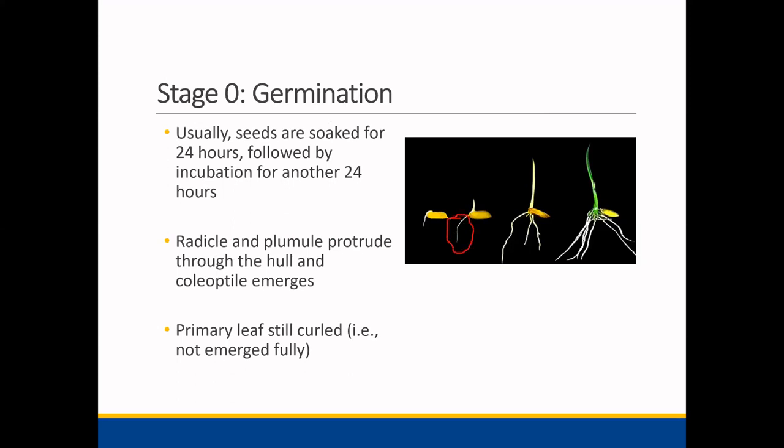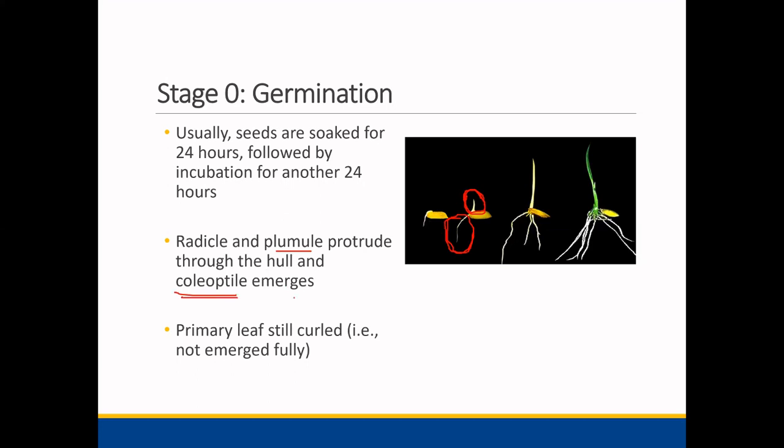This one. Can you see this drawing? I am drawing in the red color. Yes, that is the radicle, and that turns into the root. But this portion is the plumule, so that becomes the shoot later. These two components protrude through the hull, the cover of this grain, and then the coleoptile emerges. The coleoptile is a kind of sheath that covers the primary leaf.